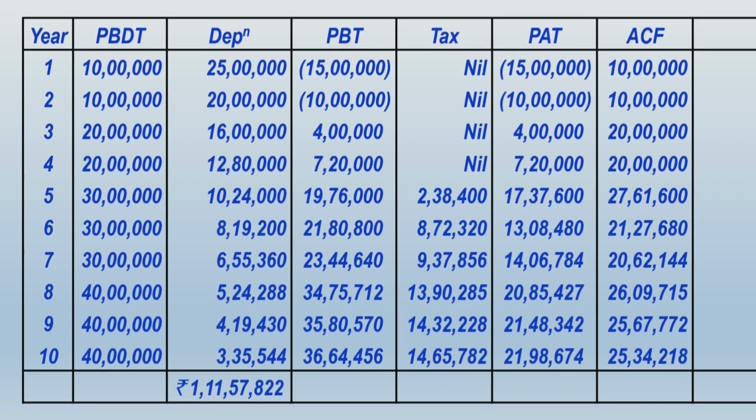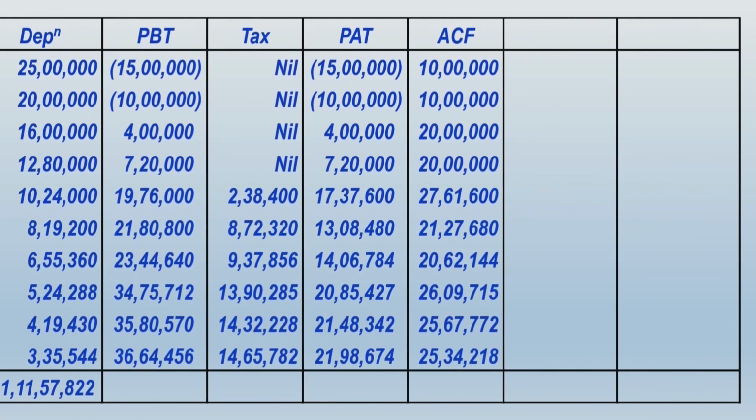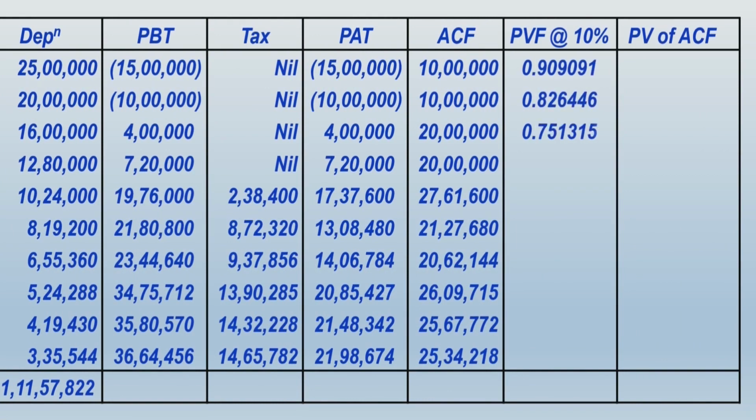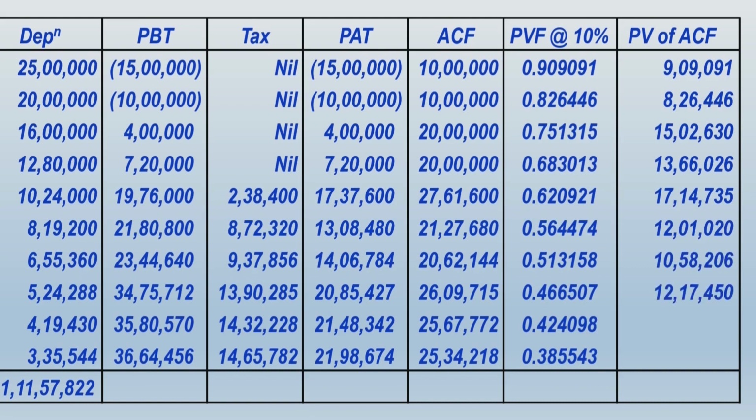Alright friends, so once you have finished writing this much, we can put up the last two columns now. Those last two columns will be PV factors and PV of annual cash flows. I don't have to explain any of these to you. You know how to do this part. And once you write up the PV of annual cash flows, take that total, that will be the total PV of annual cash flows. So write up this whole thing, that is the last two columns, and then I take you ahead.